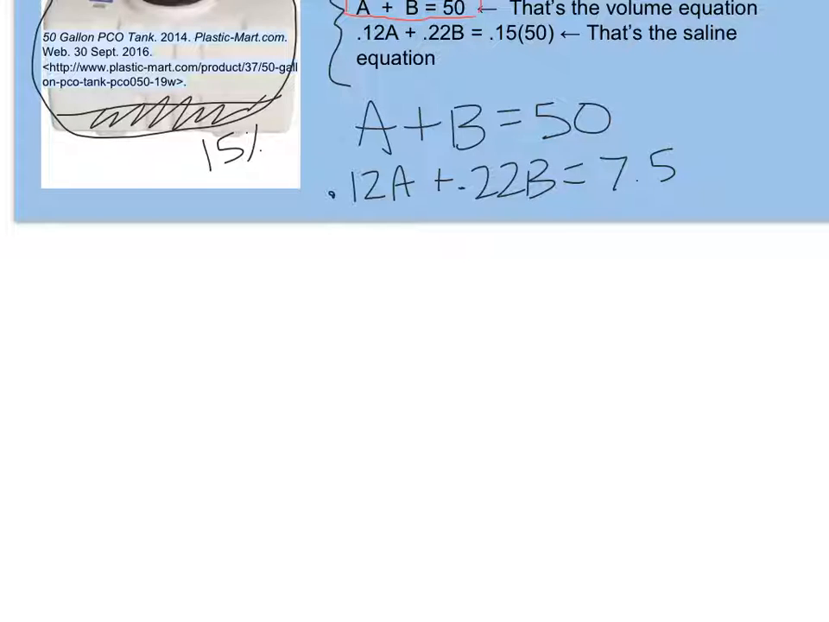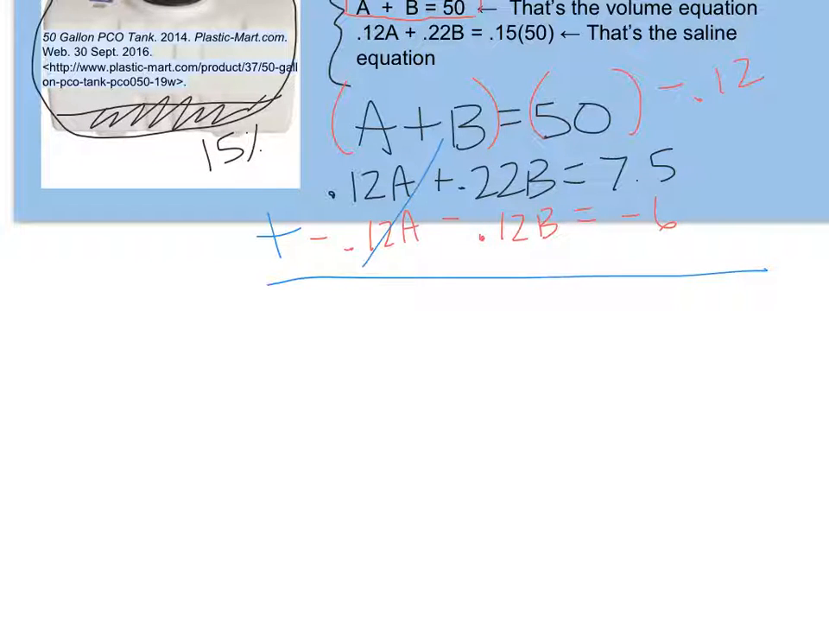You can solve this system different ways. You can do substitution, you can do elimination. I'm going to do elimination. I'm going to eliminate the A by multiplying each side of the equation by negative 0.12. So it's going to be negative 0.12A minus 0.12B equals negative 6. I'm going to add these together. These two cancel out. So this is going to be 0.10B equals 1.5.